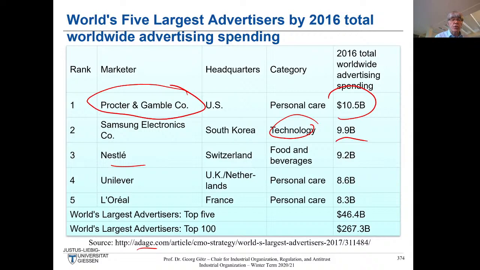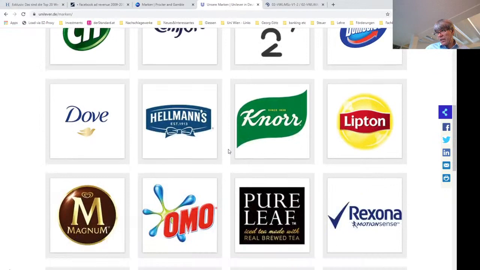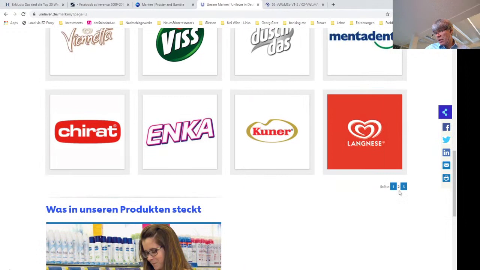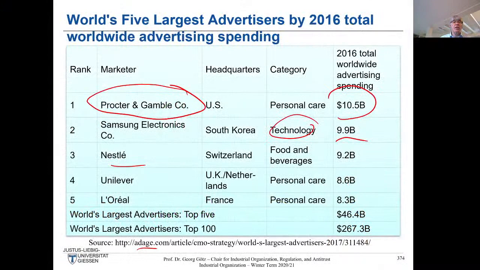Unilever is another company I could show you. It's actually interesting that I really want to show you, they also have many different brands, as you see here on this slide, and they have three pages of that. Some of these brands, you might think, oh, I eat ice cream, so they might be familiar to you. Unilever is also a conglomerate. And L'Oreal is clear, cosmetics and so on. They also spend a lot.